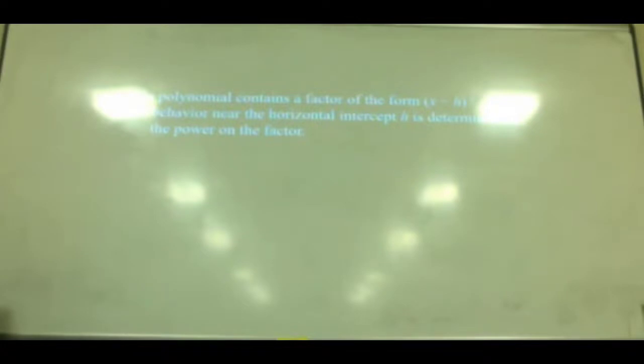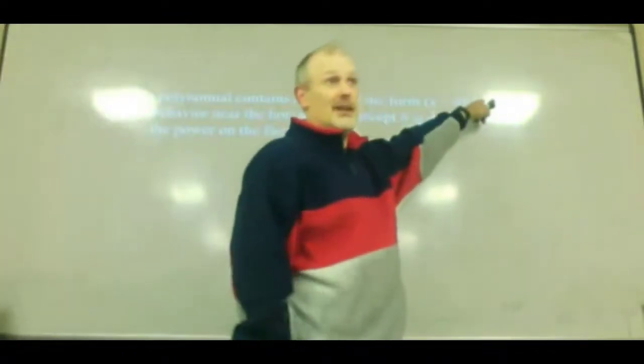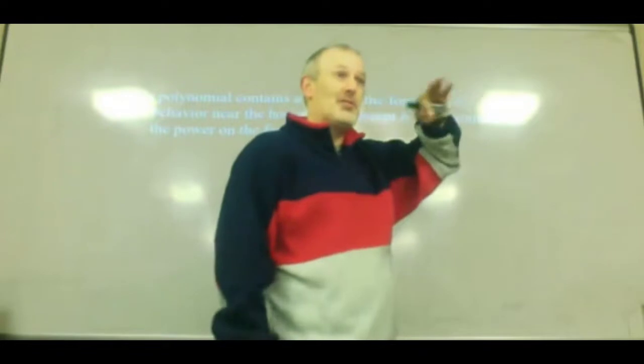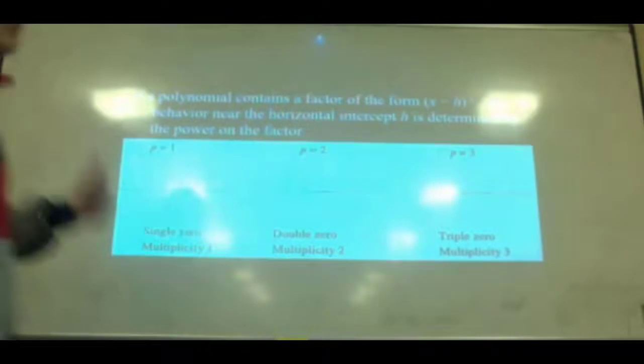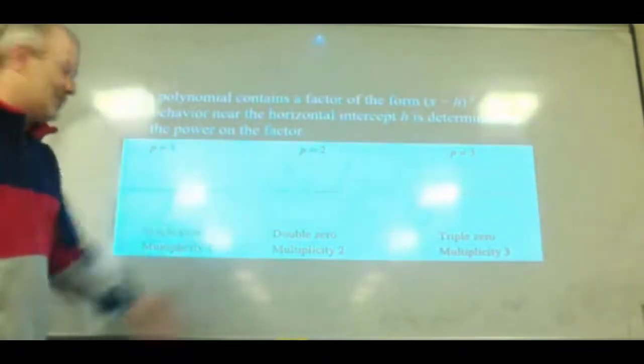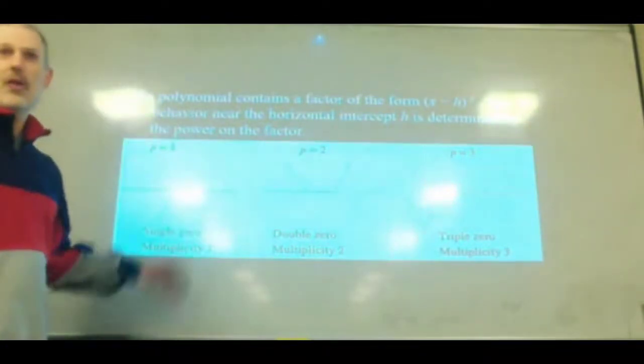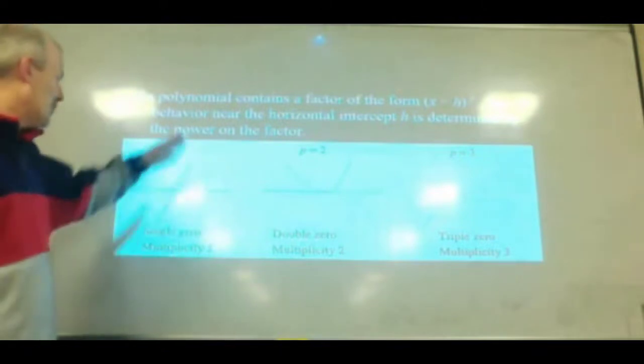But if there's multiplicity involved, which means we've got a power, at that 0, some unique things can happen. You can see them on your paper, but here are the options. If the multiplicity is 1, it's just a normal 0 like we usually see. That's what we have been seeing for the last several weeks. It just kind of goes through, not exactly like a straight line, but pretty much like a straight line.